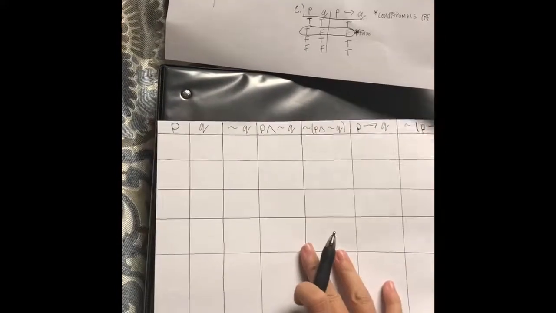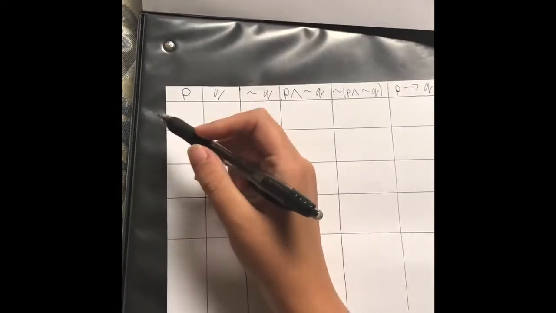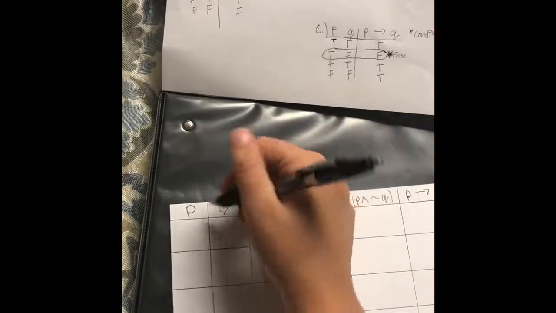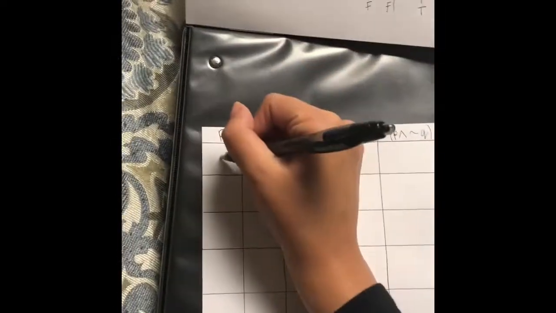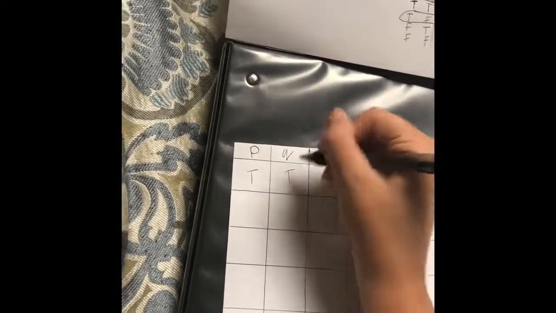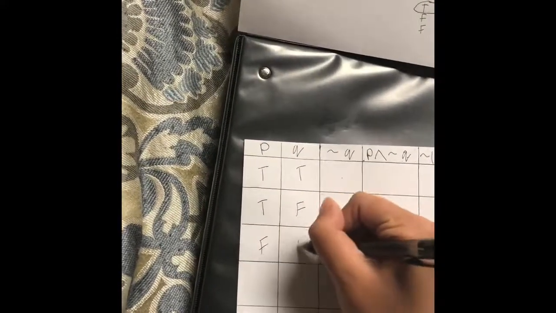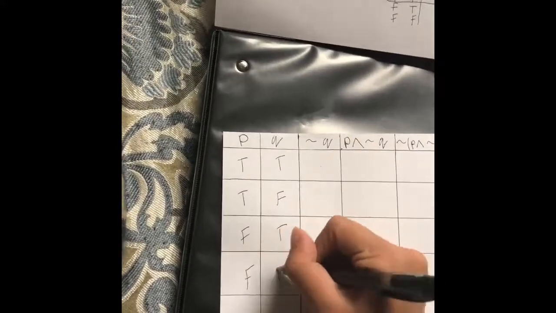So we are going to start from left to right. So our end goal is to get all the way over here so we can solve our question. So we're going to start with our P and Q columns. So remember up here, we put in the possible solutions for both P and Q. So here we are going to put true, true. Second we have true, false, false, true, false, false.